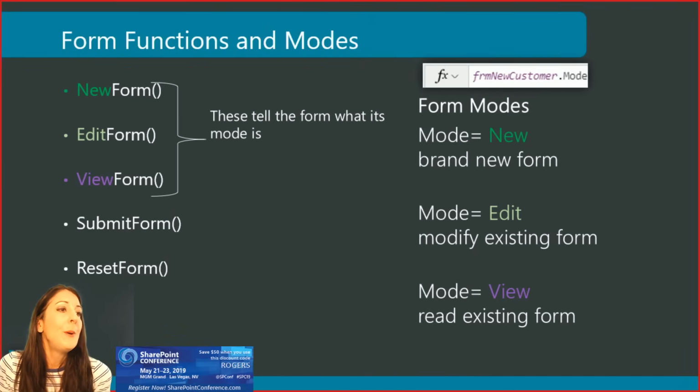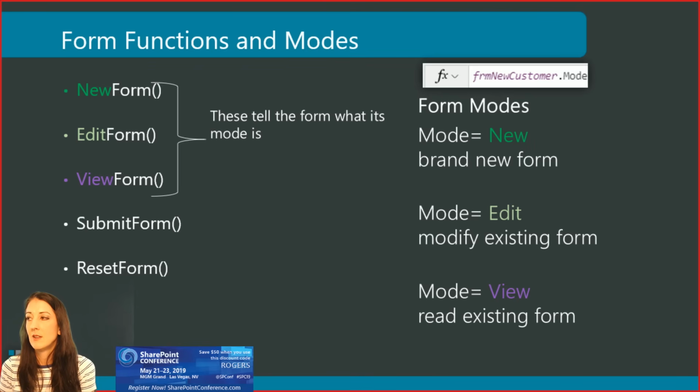Okay, so form functions and modes. This tells the form what mode it's in. New is a brand new form. Edit, you're editing an existing one. And the mode is view, you're reading an existing form. So all your cards on your form are automatically going to have whatever mode the whole form is in by default.